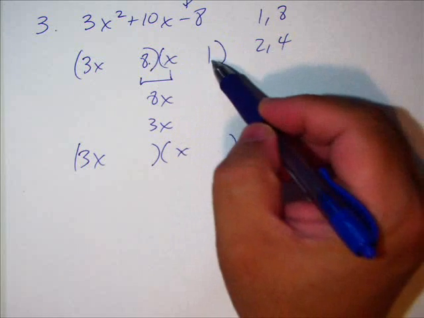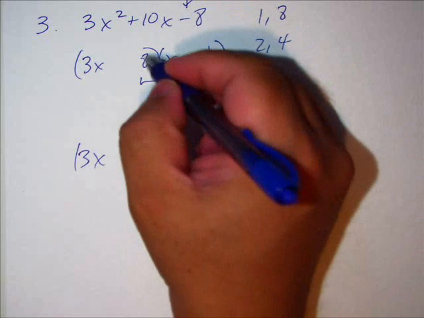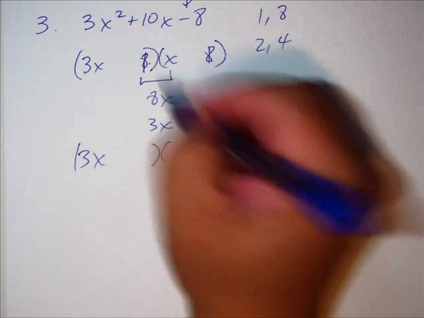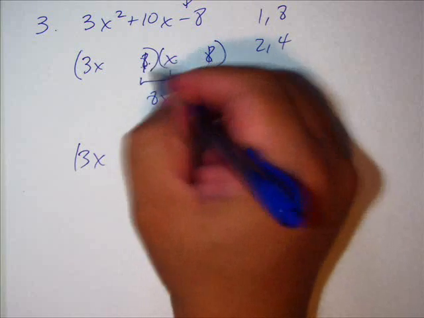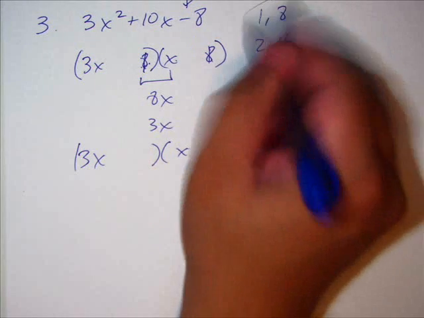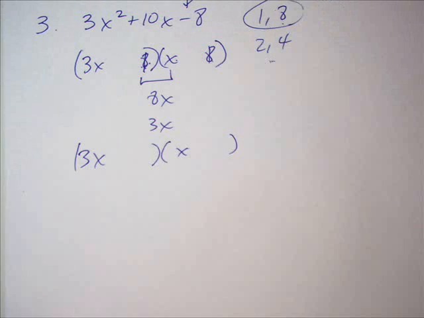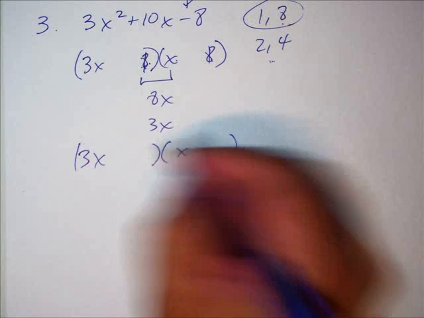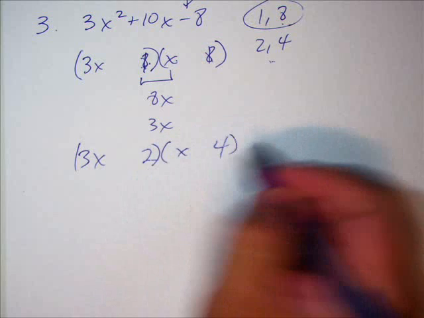If I swap them, that would put this one here and 8 here. 8 times 3 is 24. That's way too big. And this 1x has no chance of catching up. So I want to abandon the 1 and 8 and jump to 2 and 4. Okay, so let's go this route.